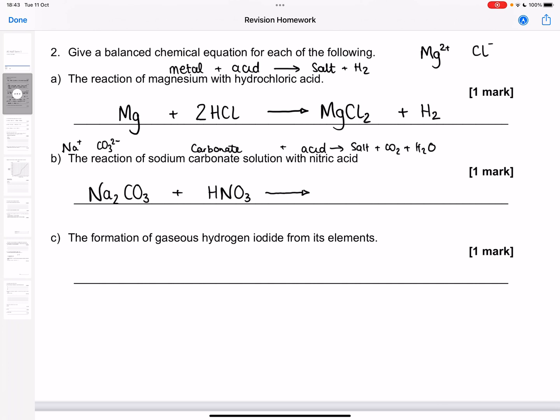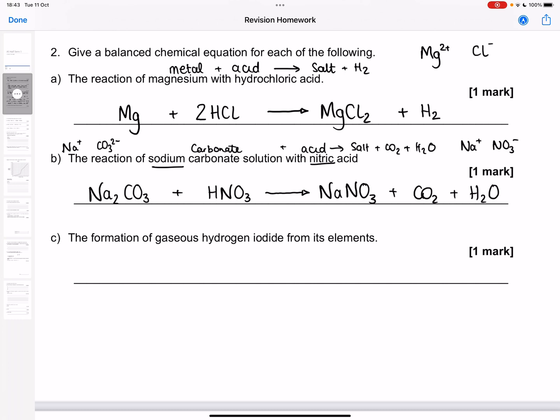So what would the salt be? Well, it's made from nitric acid, so it would be a nitrate, and it's got sodium as the metal. So we want to have sodium ions and nitrate ions. Sodium nitrate, that formula is going to be NaNO3 plus carbon dioxide plus water. So now we've got all the formulae in the correct place.